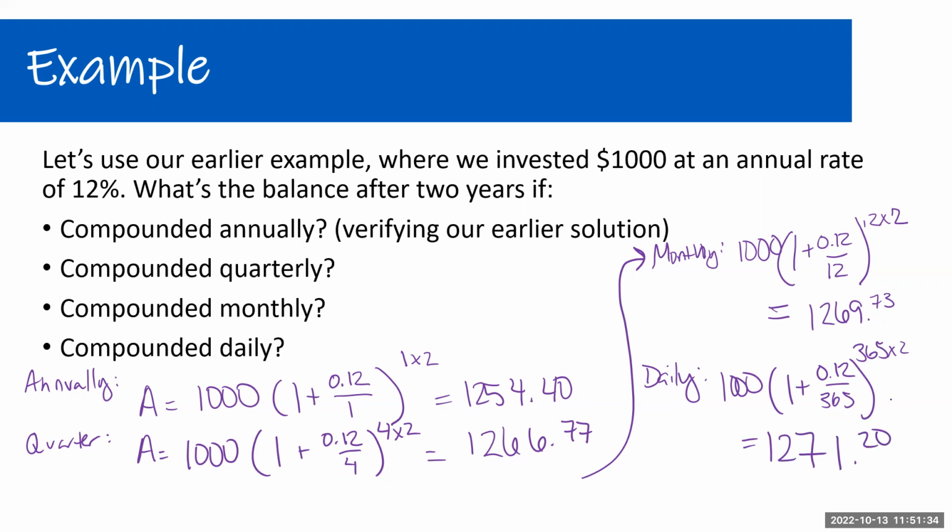So you can see that the more frequently we compound, if we don't change anything else, more frequent compounding is going to give us a little bit more. Annually, we were getting 1254, and if we did it as frequently as daily, we were getting 1271. So what is that, about 16 bucks, 17 bucks difference after the end of the 2 years.